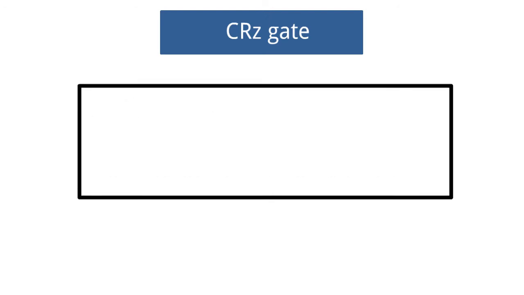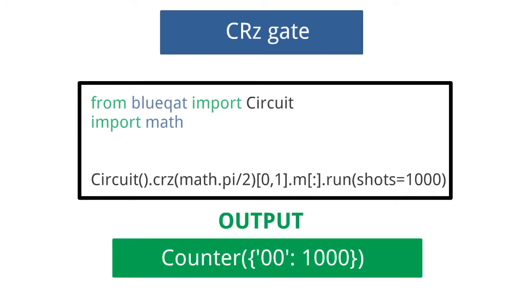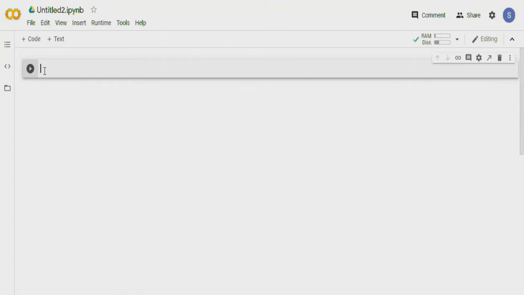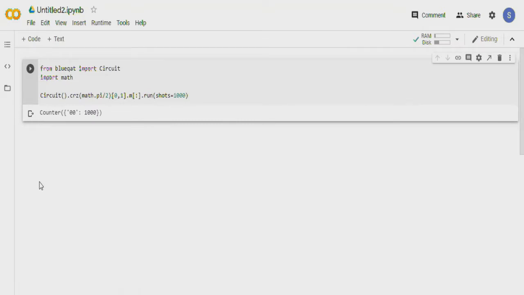CRZ gate. As told earlier, the value of theta remains the same, and if we run this code, then we will get 00 as output. Let's confirm this by trying it in Google Colab. Type the code that was shown earlier. Now click on the play button. The output is 00.